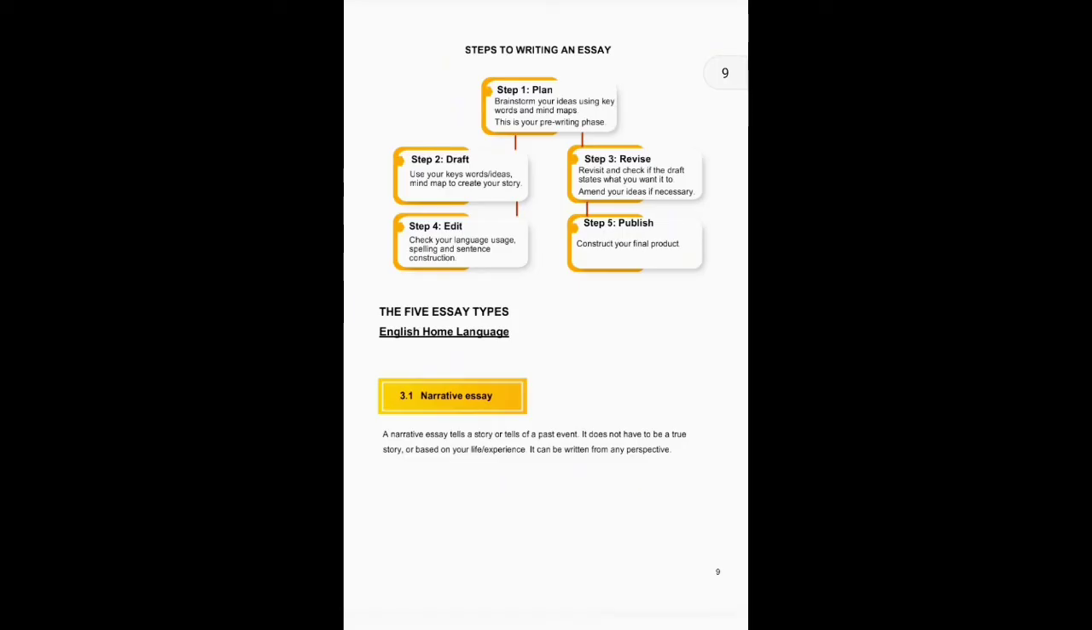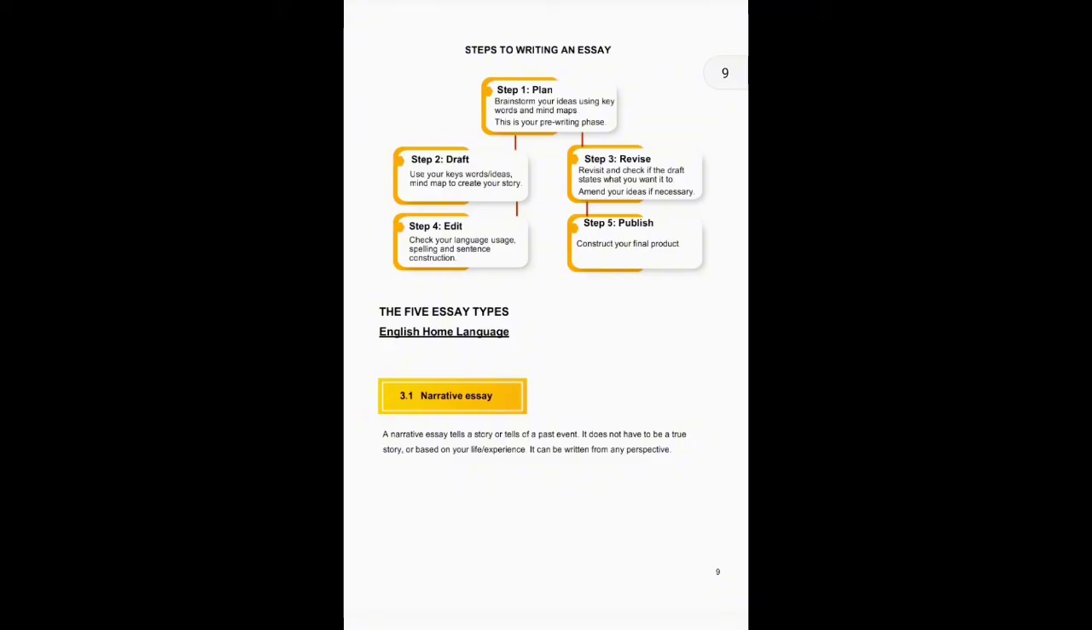Then number 3, we go to what? To revise. Revise and check if the draft states what you want it to. Amend your ideas if necessary. Then we go to edit, which is step number 4. Check your language usage, spelling, and sentence construction, whereby you are allowed, if you made a mistake somewhere in your essay, to take a pencil and fix your spelling.